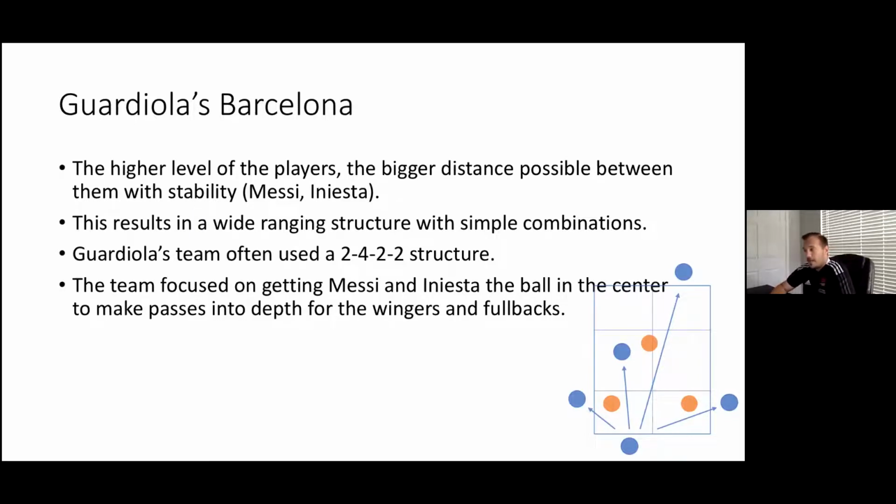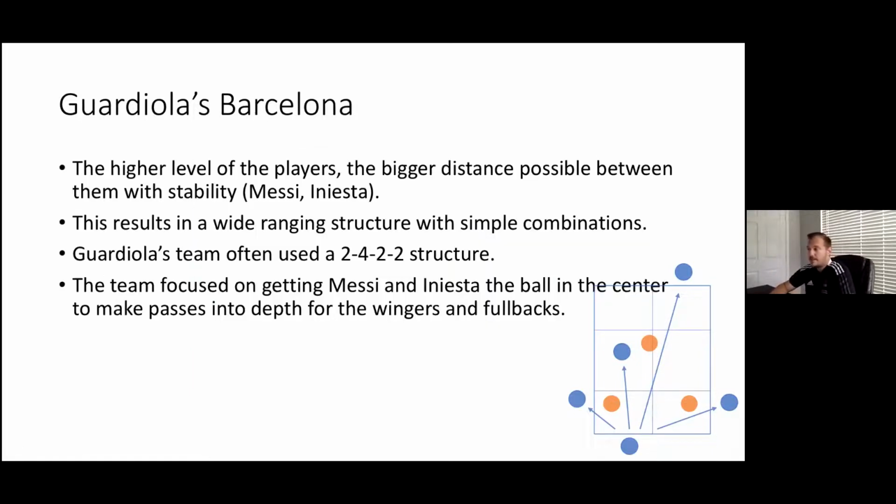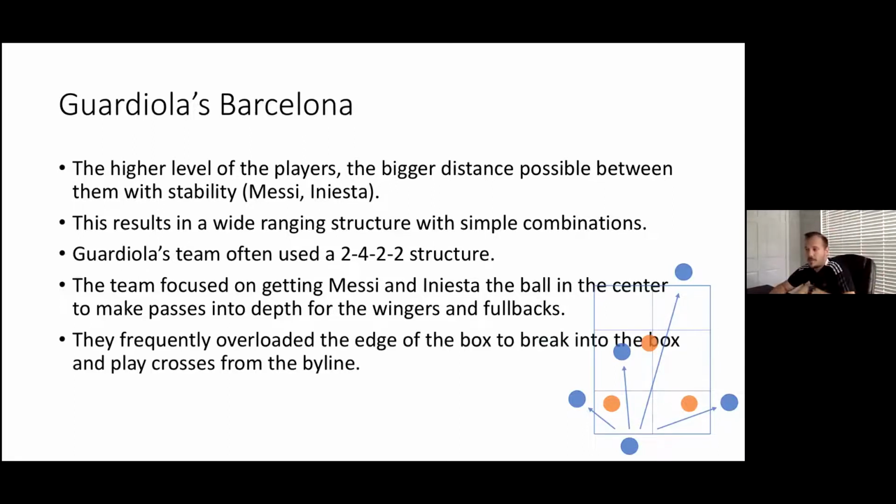The team focused on getting Messi and Iniesta the ball in the middle. In these areas here, they focused always on trying to get them the ball in between the lines so that they can dribble, collapse the opponent, and then find the open passes, right? So they would find the winger running in behind, they would find the fullback overlapping, whoever it is. And they frequently overloaded the edge of the box to break in and create crosses. So you're about to see that in this picture.